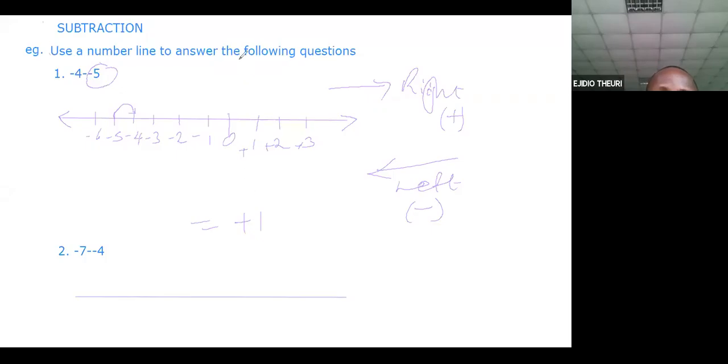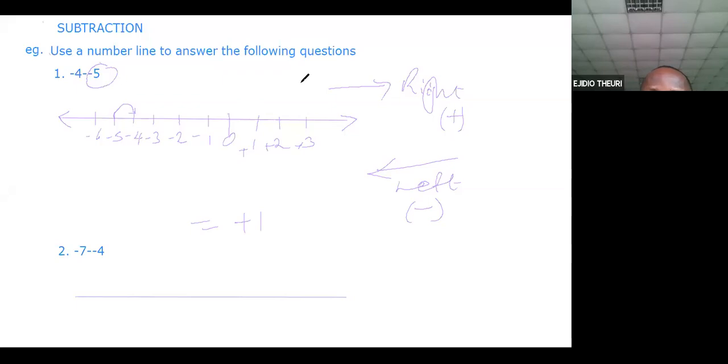Wewe umehang Kariuki. Emmanuel, hatukusikii. Unmute. Endelea Kariuki. Proceed. So it's so easy, eh? Mnanisikia?